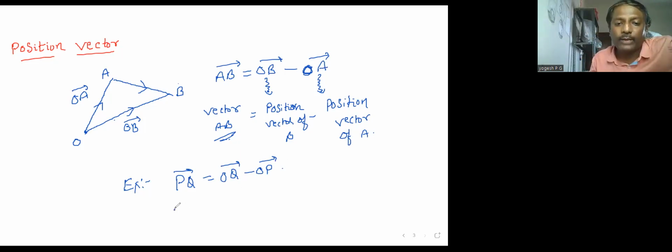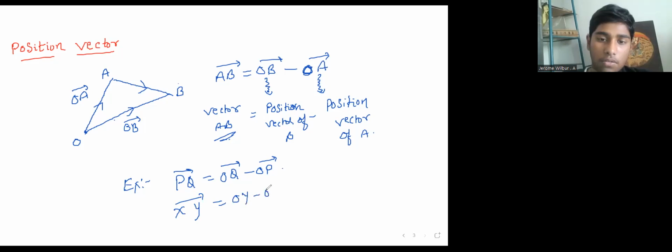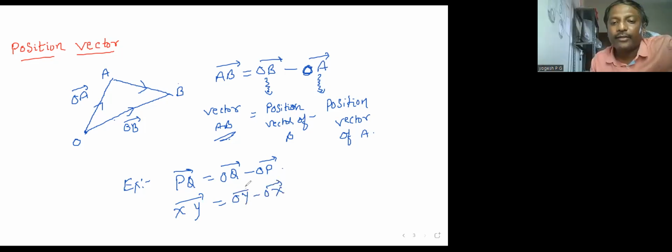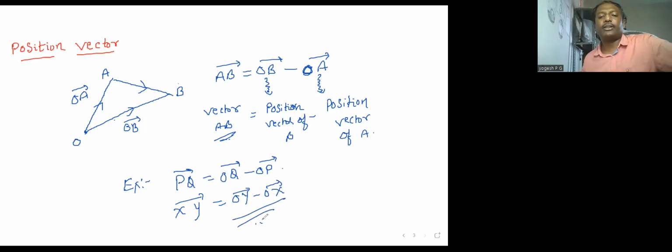Now, can you tell me what is the position vector of XY? OY minus OX. Final point position vector minus initial point position vector. This is how you are going to calculate the XY vector. You got the concept of position vector?